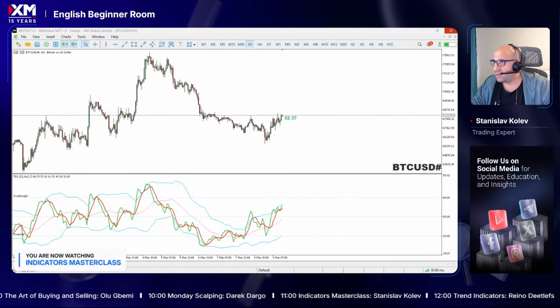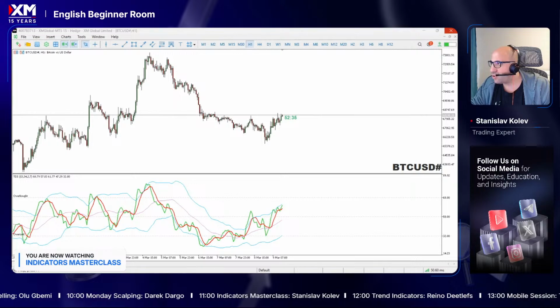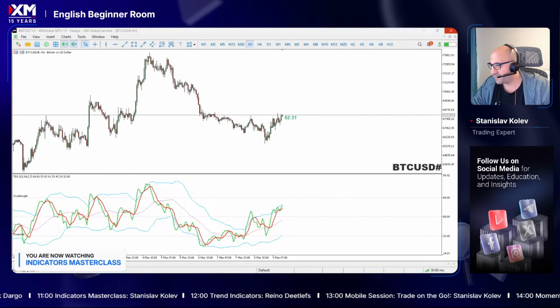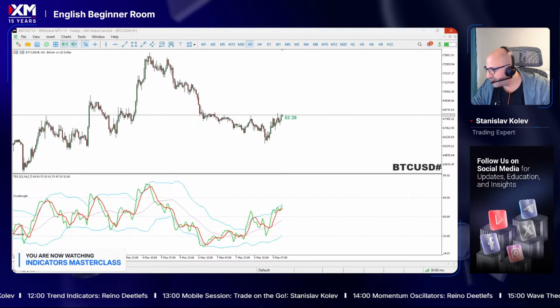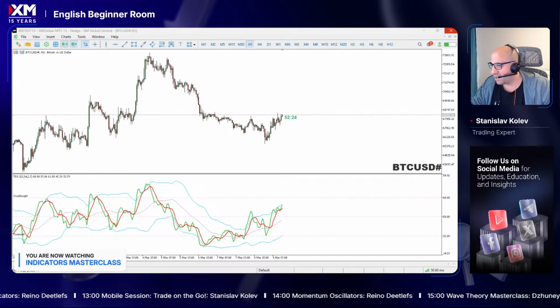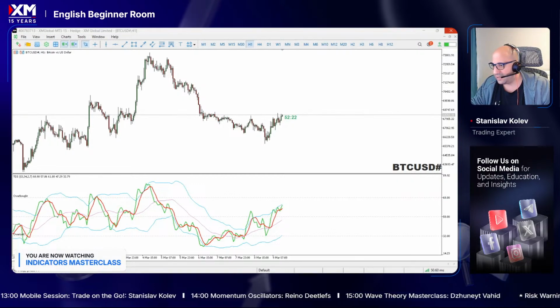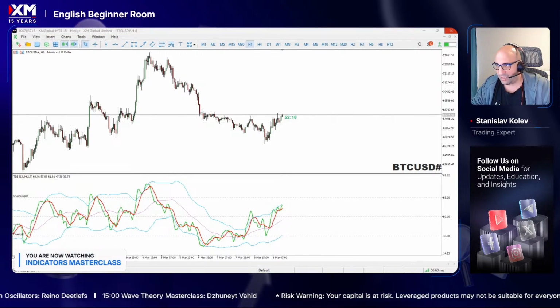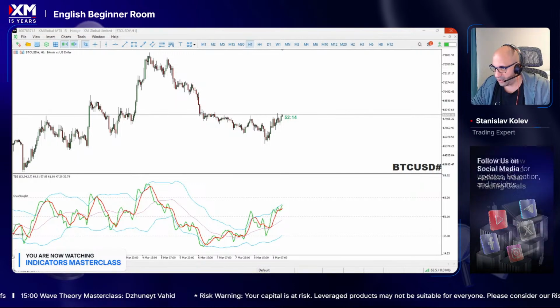I will now, in the meantime, show the McClellan daily and open the S&P chart. McClellan indicator, you could also, or oscillator, you could call it.